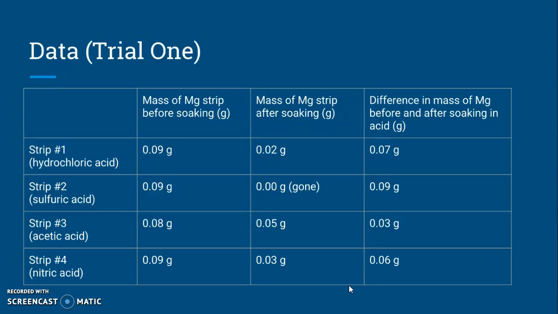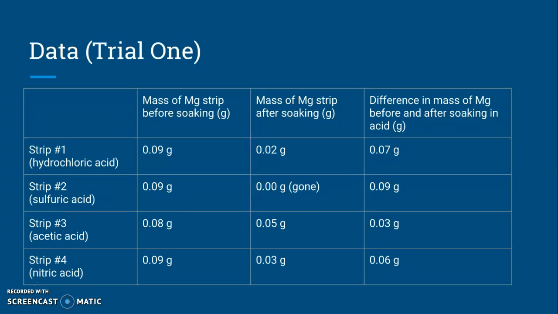For our data, we first recorded the masses of each magnesium strip. Then we recorded the mass of them after they reacted with the acid for 7 minutes and subtracted this from the original mass. This way we could see how much mass was lost in each reaction, and we could also determine which acid corroded the metal the most.